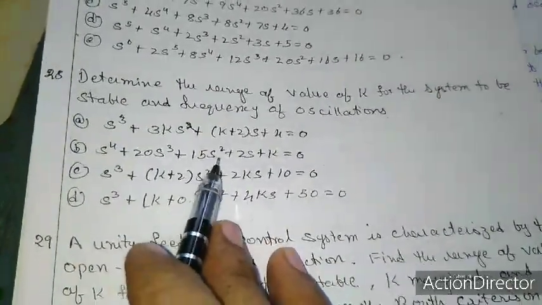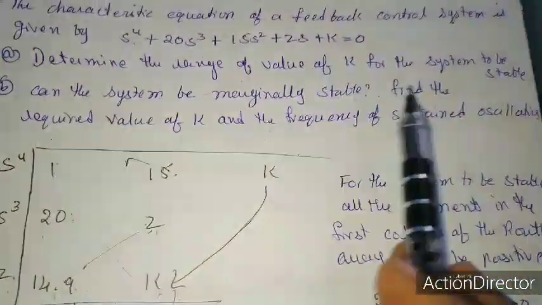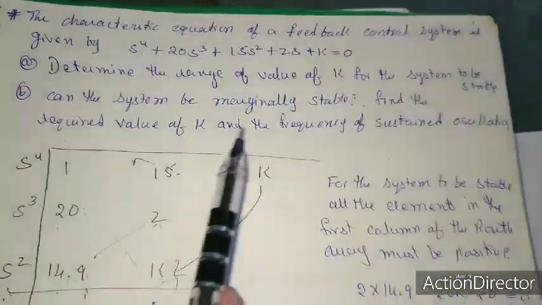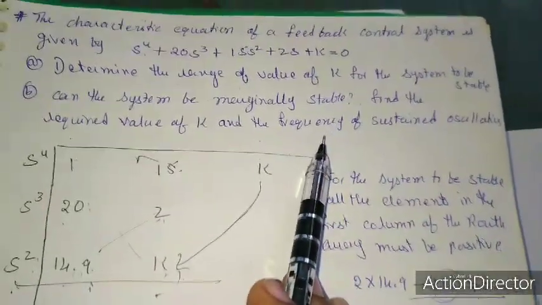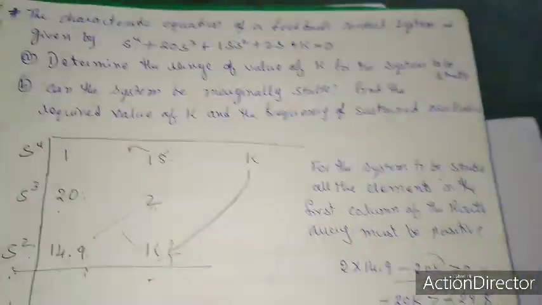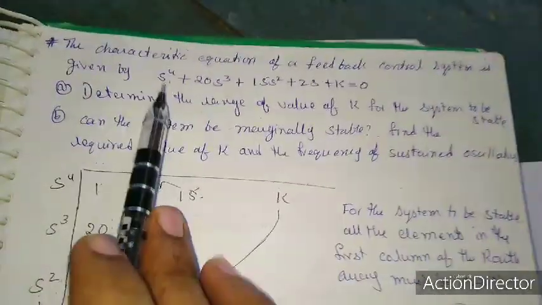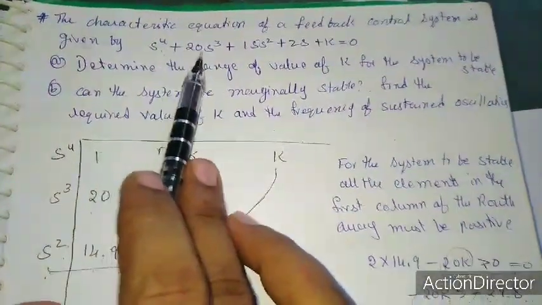The polynomial is s power 4 plus 20s cube plus 15s square plus 2s plus k. For this problem, we have to find out the range of k value for the system to be stable, and also we have to find out the marginally stable systems and frequency of sustained oscillations. So the characteristic equation is s power 4 plus 20s cube plus 15s square plus 2s plus k.